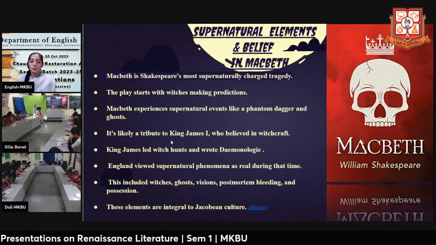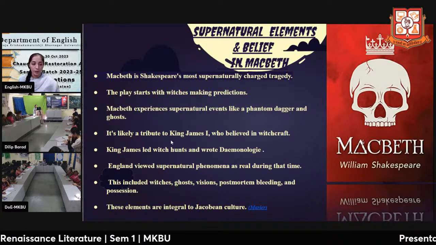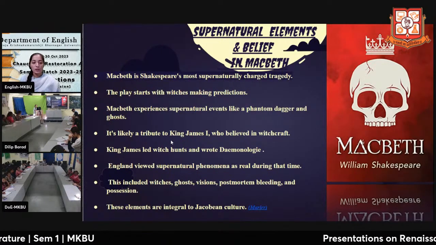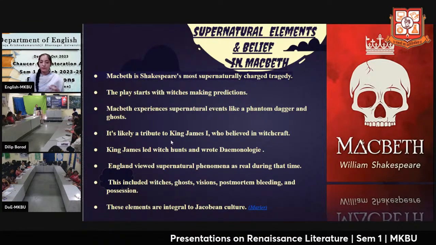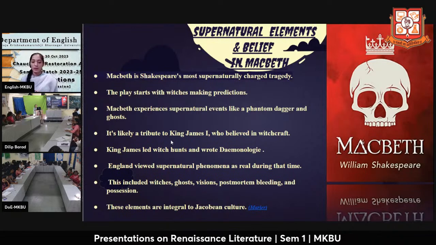So let's discuss supernatural elements and beliefs in Macbeth. Macbeth is Shakespeare's most supernaturally charged tragedy. The play starts with witches making predictions.